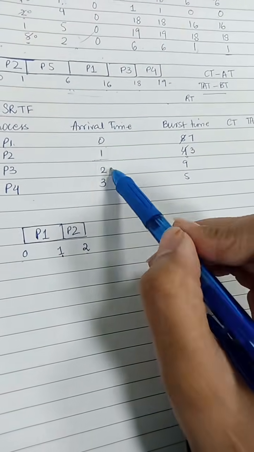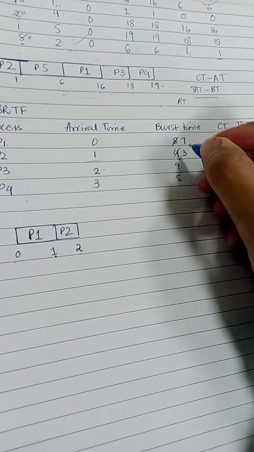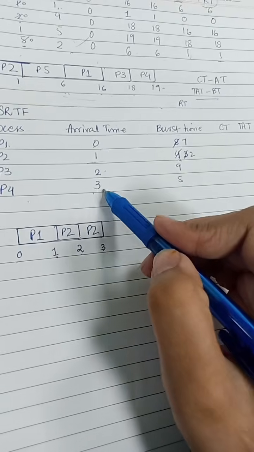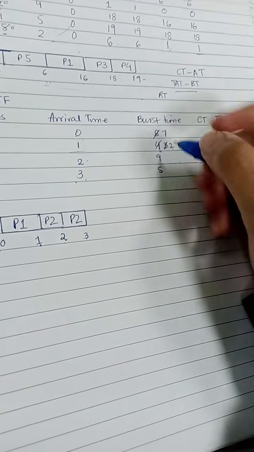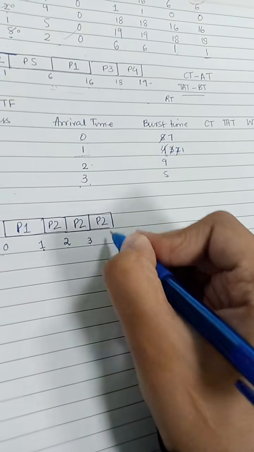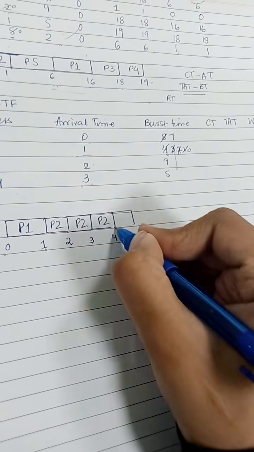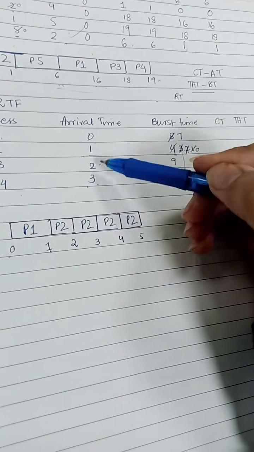Then I'm going to check at 2. How many processes are there? There are 3 processes. And the burst time of process 2 is the least, 3. So I'm going to choose process 2 again. This becomes 3. At arrival time 3, I have 4 processes, and the burst time of process 2 is the smallest again. So I'm going to choose process 2 again. Then again, the least burst time is of process 2, so I choose process 2 again. This becomes 0. Now the remaining processes are P1, P3, P4.